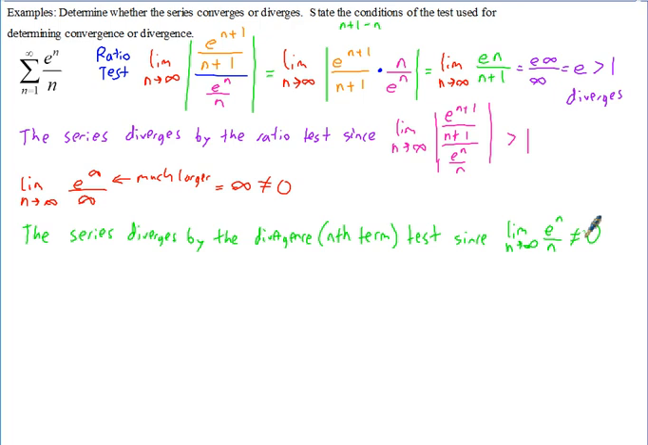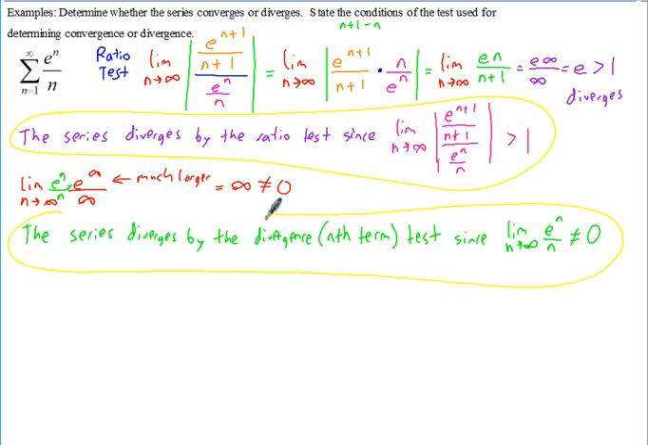Oh, and my notation here, sorry, I was a little off. I should have first written this as the limit of e to the n over n, and then that equals infinity when we plug in infinity. So either way is correct. Notice they give you the same result, that the series diverges. Here we use the ratio test, here we use the divergence or nth term test. Both are valid. All right, let's take a look at the next one.